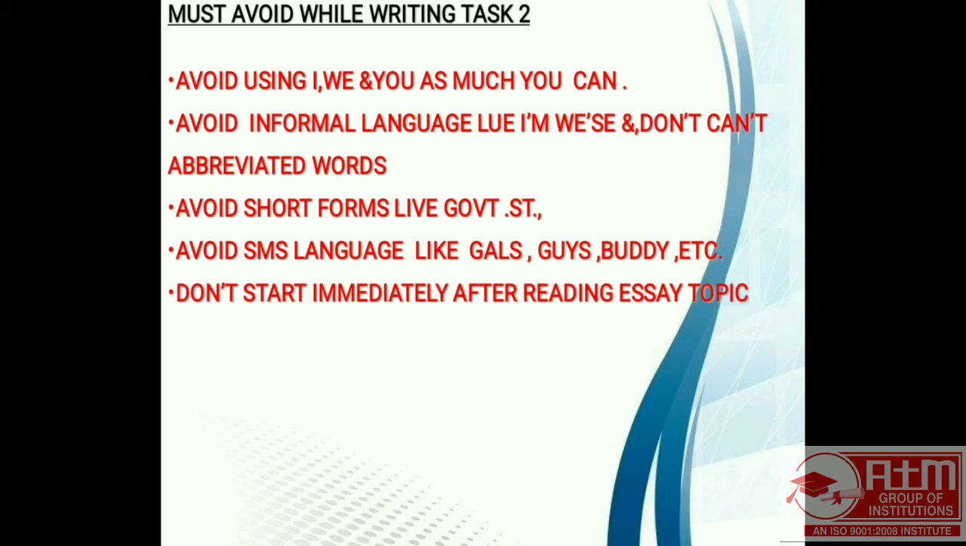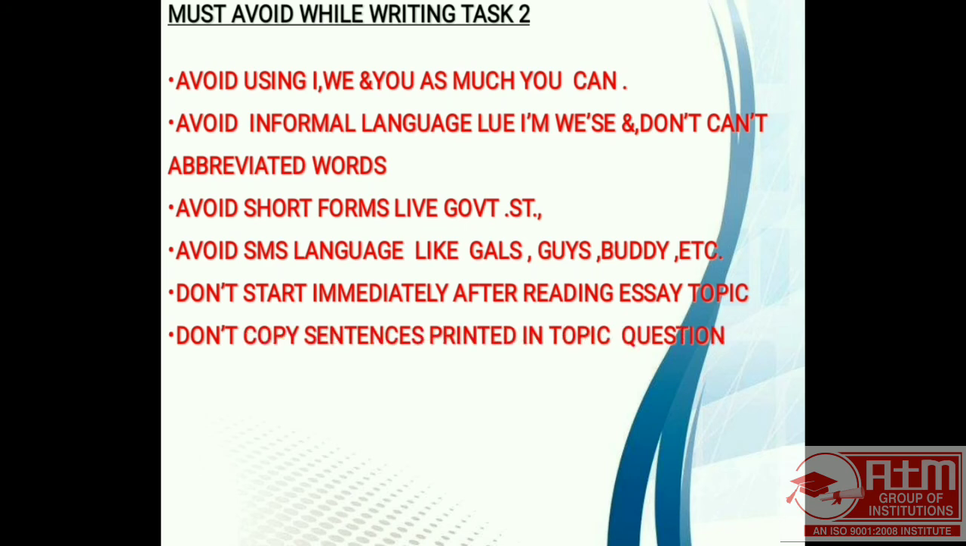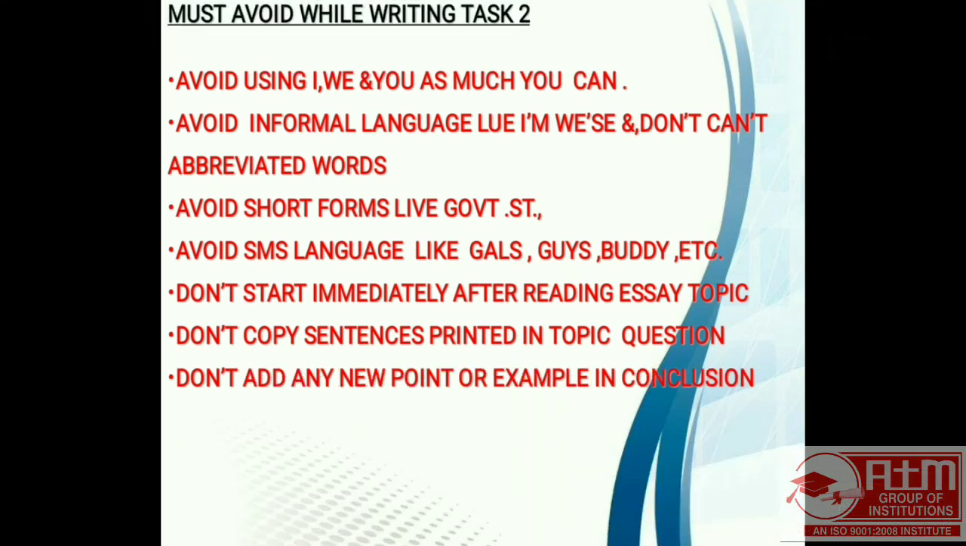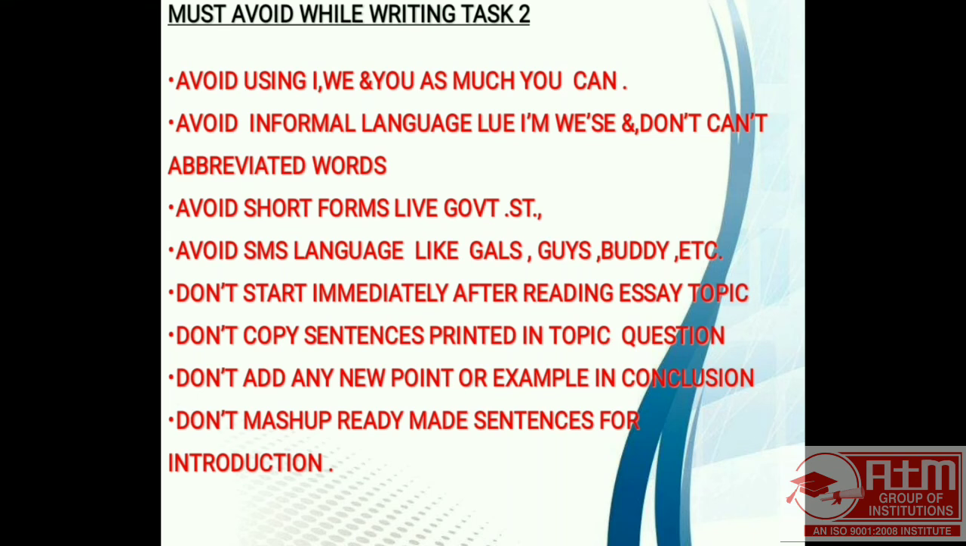Don't start immediately after reading the essay topic. I told you already that you have to prepare yourself with a planning of 10 minutes. Okay. The next is don't copy sentences printed in the topic question. What is already written in the question, you must not write exactly as it is written. Must not copy the sentences. Okay. The next thing is don't add any new point for the examiner in the conclusion. I told you already.